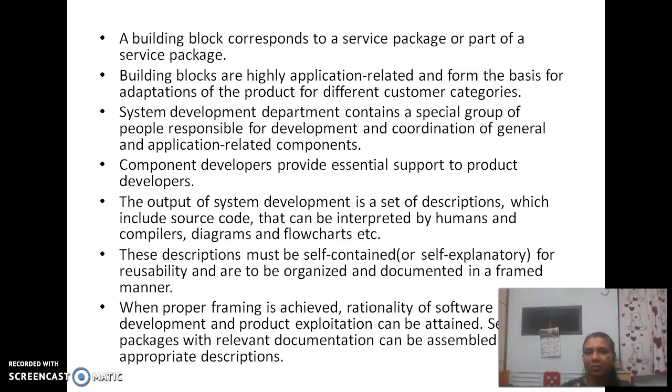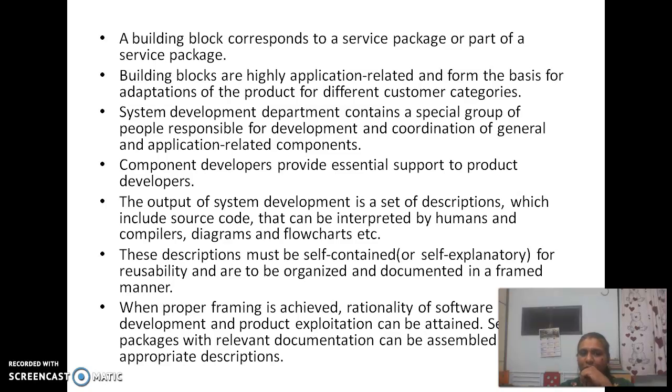So here a building block corresponds to a service package or part of a service package. Building blocks are highly application oriented or application related and form the basis for adaptations of the product for different customer categories. So here the system development department contains a special group of people who are responsible for development and coordination of general and application related components. The component developers provide essential support to product developers.